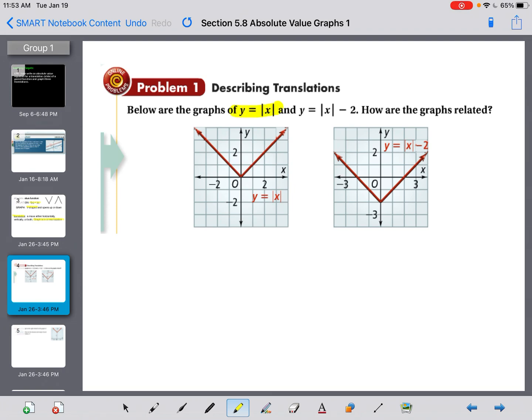So below, how are these two graphs related? The first one, right here, is just our parent function. Y is equal to the absolute value of x. Notice how it starts here at 0, 0, and just goes up 1 over 1, either direction, forever. Okay, the second one, still the same V shape, still up 1 over 1, but this time it starts down here at -2. So all that happened is it was translated or slid down 2 places.